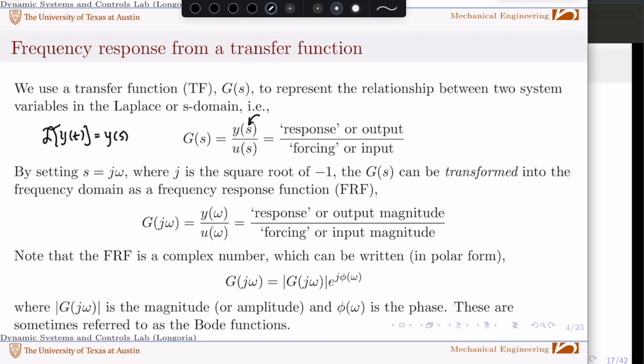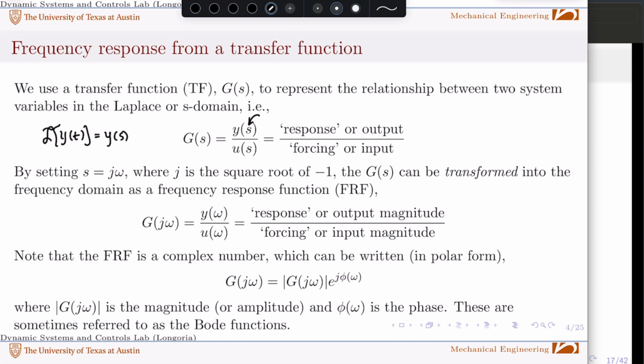You strictly don't have to use a Laplace transform. It's really just the output over the input. If you want to think of it really simply, say you can't remember what Laplace transforms are, that's fine. The transfer function is a ratio of the output over the input. It just happens that it is a function of this s complex operator.